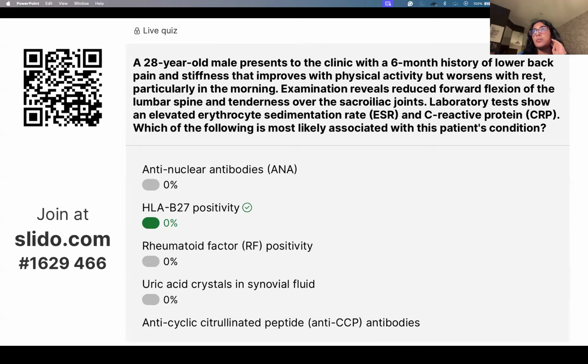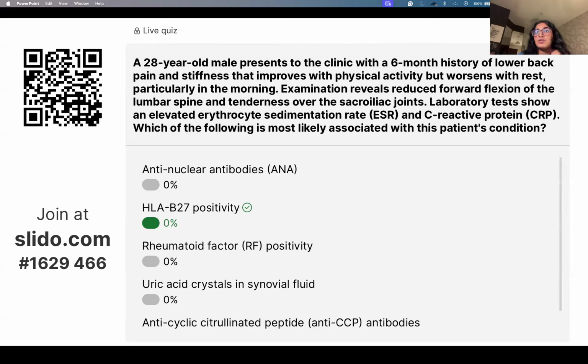Okay, it's not letting me do it, but this is a 28-year-old male who's presented to the clinic with 6 months of lower back pain and stiffness. It improves with physical activities, but it gets worse with rest, and it's really bad in the morning. His examination reveals reduced forward flexion of the lumbar spine and tenderness over the sacroiliac joints. And you've got tests that show a high ESR and CRP, and that's pretty much what they're giving you.